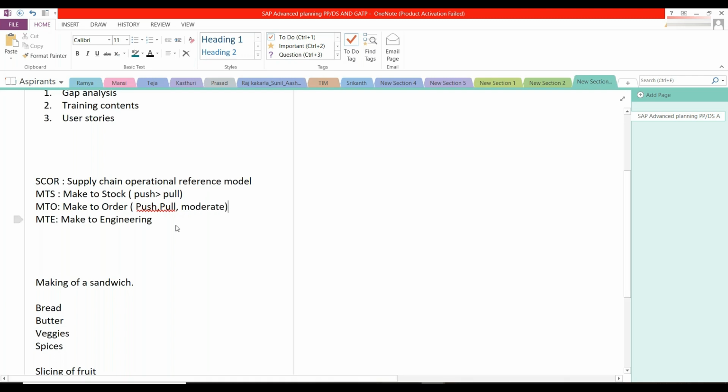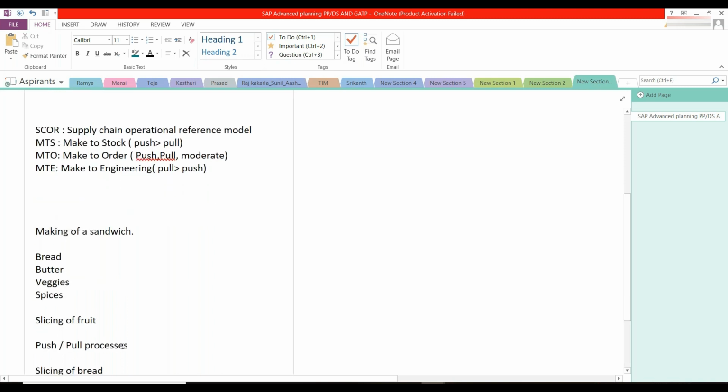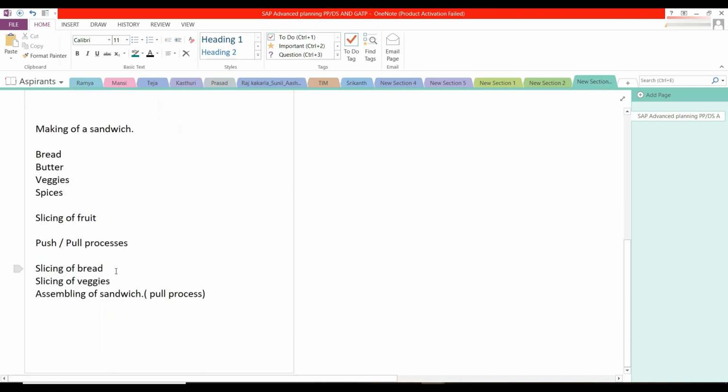Okay, wonderful. Make to engineering. So here we know that the pull processes will be higher than the push processes for sure, right? Because here the customer may ask that the slicing of bread is also something which can be customized according to the customer requirement. So I would say I need it to be circular in shape, right? So slicing of bread here can also turn into a pull process. Yes, agreed.